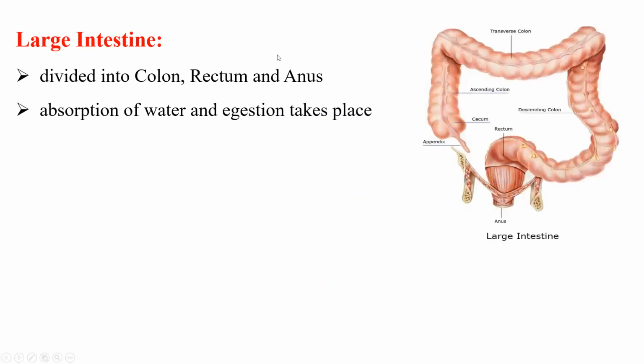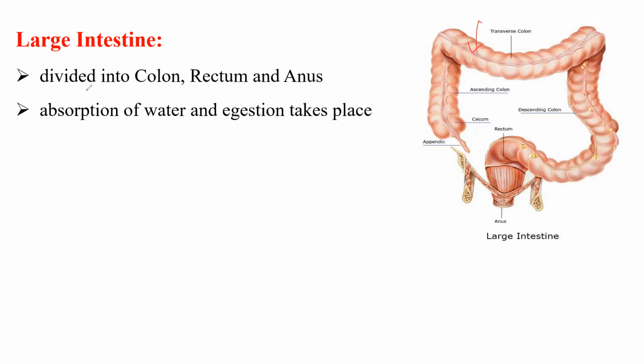We'll see the large intestine. After digestion and absorption, all the food got absorbed by the blood, and assimilation also takes place. Wherever the necessity is, it has reached there, and the function also takes place. After that, undigested food, meaning the food which is not digested completely in the small intestine, is going to reach the large intestine.